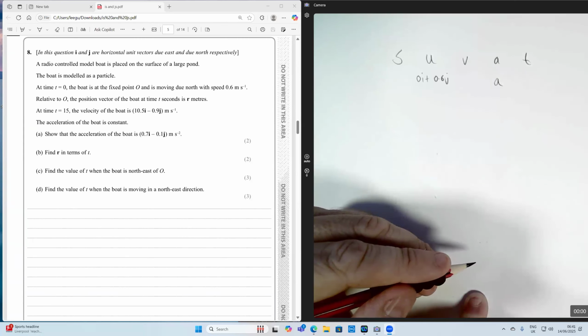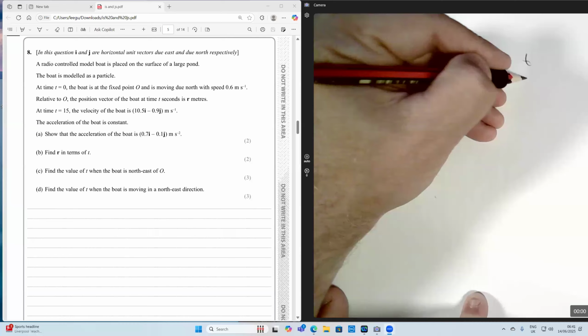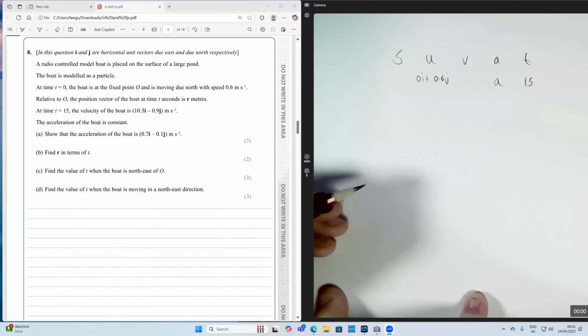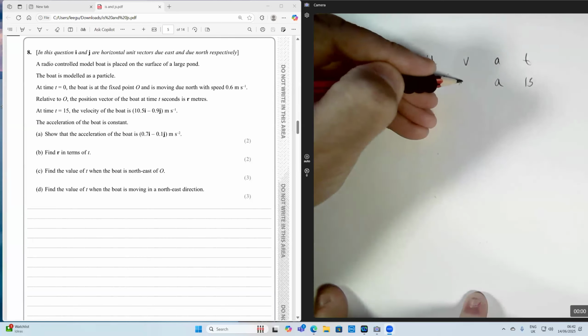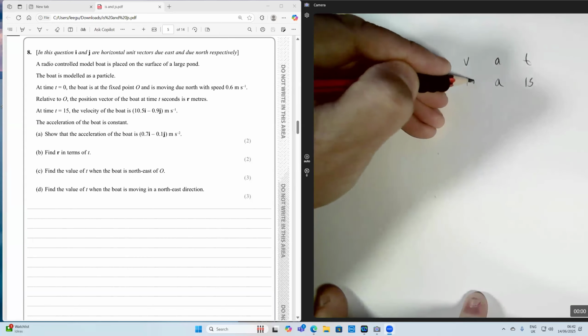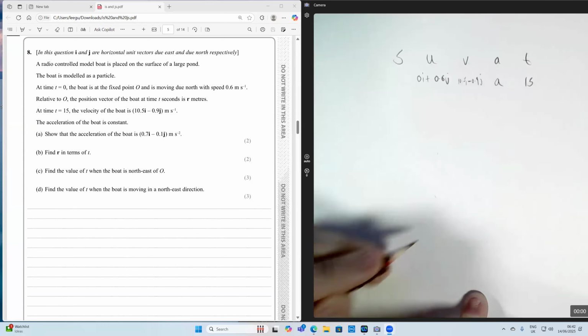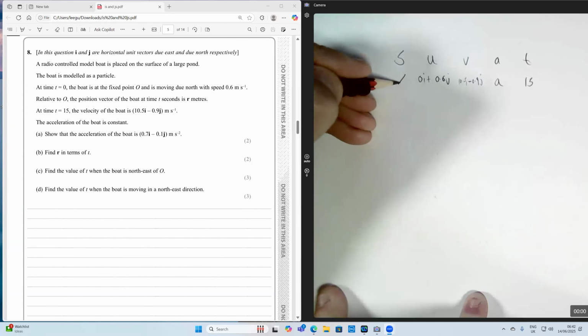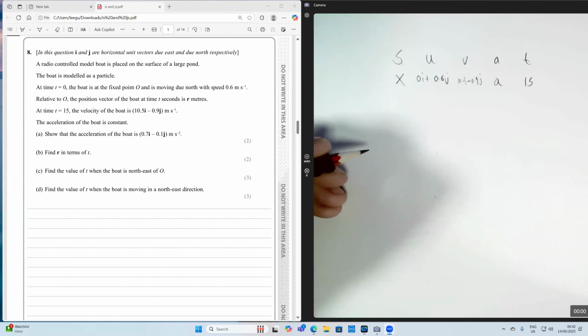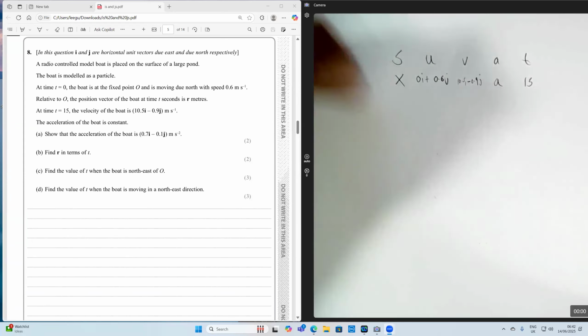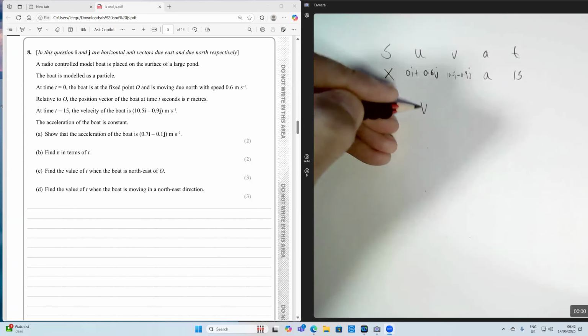What else do we know? We know that at time t equals 15, so we can put time is equal to 15, that the velocity is 10.5i minus 0.9j. We don't need to know the displacement for this one. So we've got to find the acceleration. So the appropriate SUVAT here would be v equals u plus at.